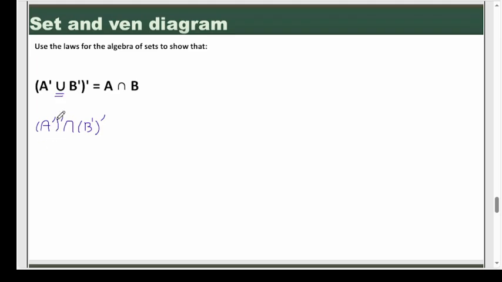Now I apply the complement law that says a prime prime gives me a, and b prime prime, again with this same law, gives me b, and the sign between them is intersect sign. So I could prove a prime union b prime, all inside the parentheses, prime gives me a intersect b. So I prove that the left side equals the right side.